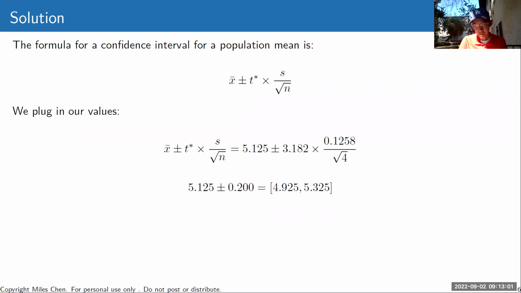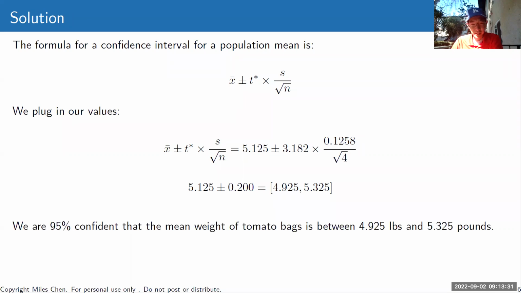And the question is, does this provide evidence that it's different from 5? Does the data provide evidence that the mean weight of potato bags is something other than 5? The mean of our sample is 5.125, and is that significantly different from 5? So, our interval contains the number 5. It goes from 4.9 to 5.3. So 5 is in between there.